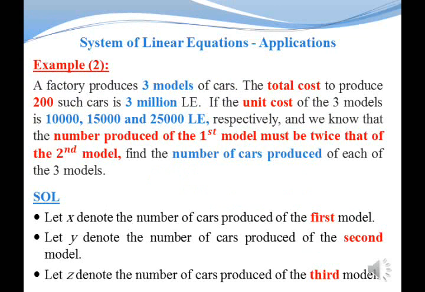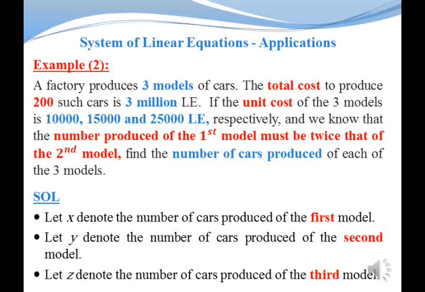Okay, we'll move on to the second example. The second example says a factory produces 3 models of cars. The total cost to produce 200 such cars is 3 million LE. If the unit cost of the 3 models is 10,000, 15,000, and 25,000 LE respectively, and we know that the number produced of the first model must be twice that of the second model, find the number of cars produced of each of the 3 models.